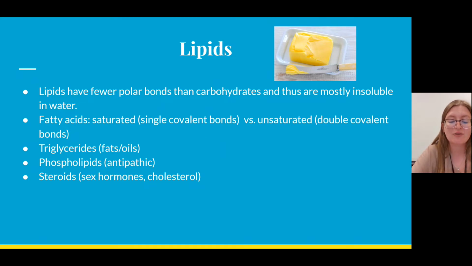Saturated fatty acids contain only single covalent bonds between carbon atoms. Unsaturated fatty acids contain 1 or more double covalent bonds between carbon atoms. Triglycerides are the most plentiful lipids in the body and provide protection, insulation, and energy. At room temperature, triglycerides may be either solids as fats or liquids as oils. Phospholipids are important membrane components and they are amphipathic, which means that they have both polar and nonpolar regions. Steroids have 4 rings of carbon atoms, and these include sex hormones and cholesterol.